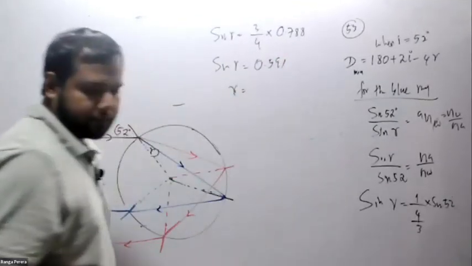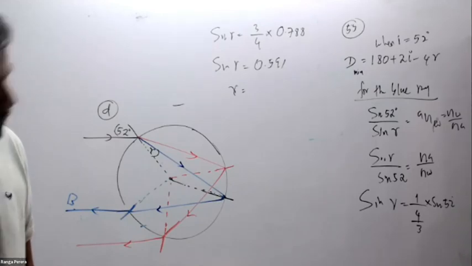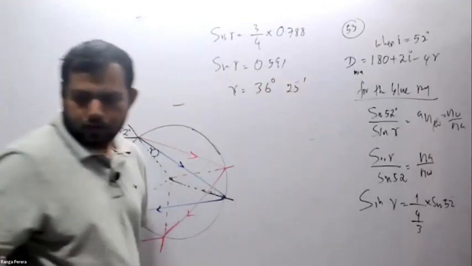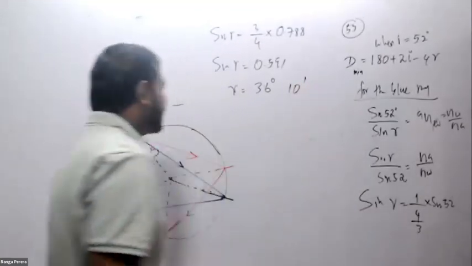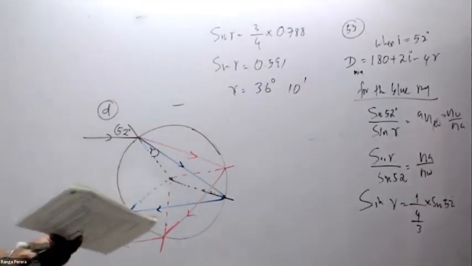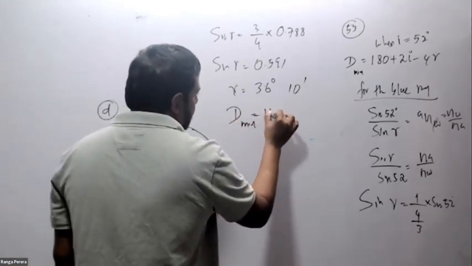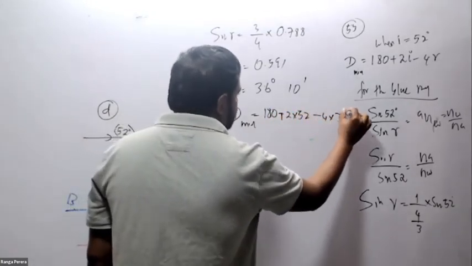What is r equal to there? Any one of you? Check whether it is 36 degrees 25 minutes. It is 36 degrees 10 minutes. Okay, 36 degrees 10 minutes. Right. Now we have the value for D minimum. D minimum equals 180 plus 2i, 52 degrees, minus 4 times 36 degrees 10 minutes.